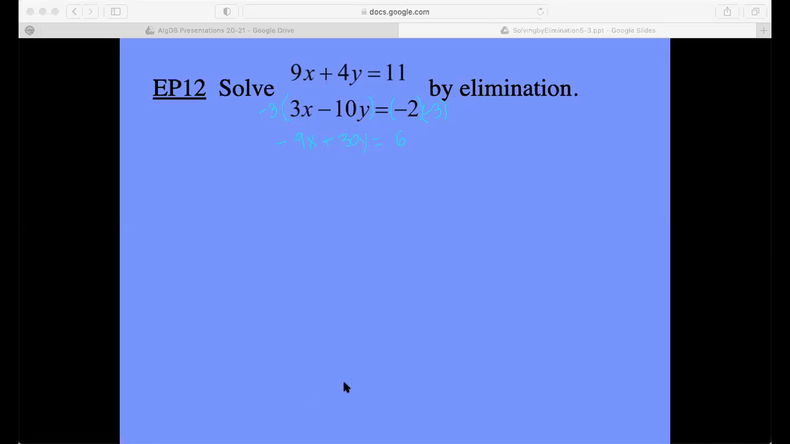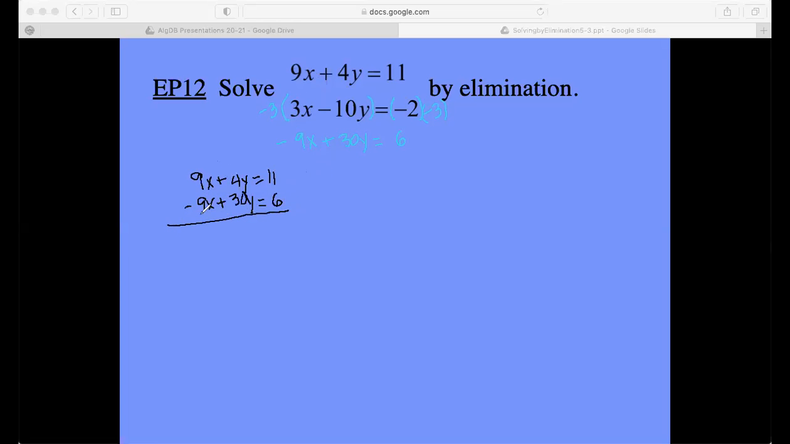All right, if it helps you see it better, let's just go back and write this system all over. So I still had 9x plus 4y equals 11. I haven't changed anything in that first equation. The second equation, however, instead of being 3x minus 10y equals negative 2, is now negative 9x plus 30y equals positive 6. And again, to get there, remember we multiplied both sides by something that would get these variables to cancel. So now I can add these two together.